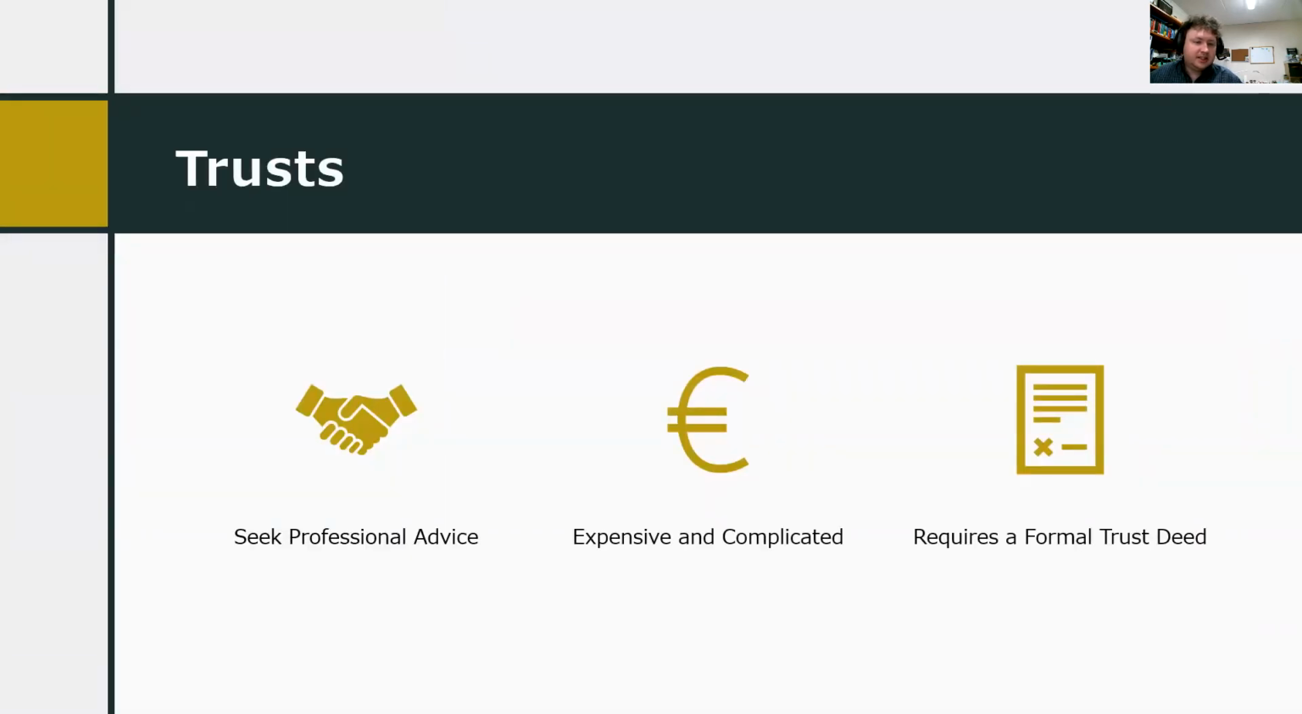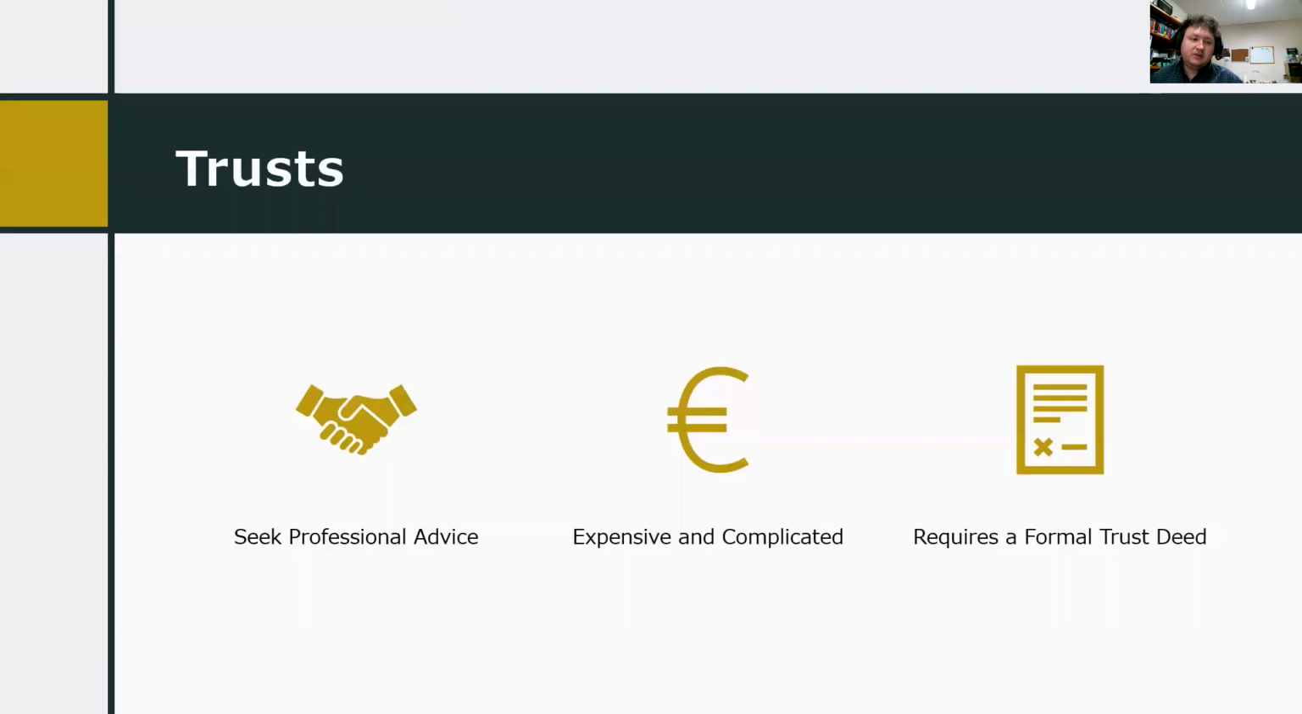Trusts are very complicated to set up, so it is important to stress upon our clients the need to seek professional help if they decide to set up a trust within their business structure. The process to set up a trust is more expensive and requires a formal deed to outline how the trust will operate, as well as the requirements, obligations, and powers of the trustee. The trustee will then be legally responsible for the operation of the trust.